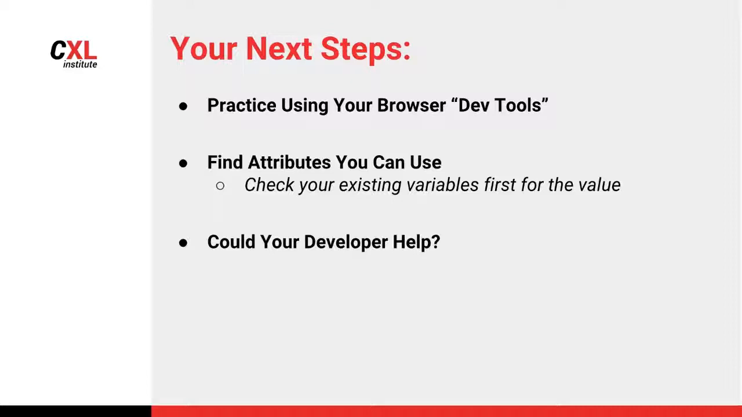And of course, be sure to check your existing variables first, because the value that you're looking for may already be in there, or you might be able to use a combination of values that are already available for you. And as always, check with your developer. Maybe they can help you out with some of this as well. And of course, once we've got those done, we are ready to move on.